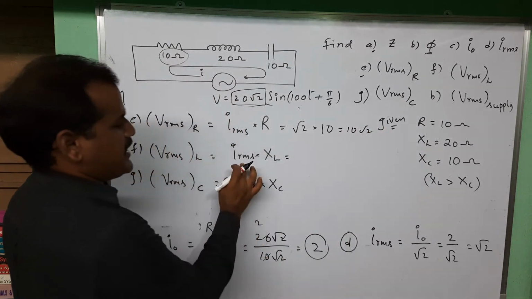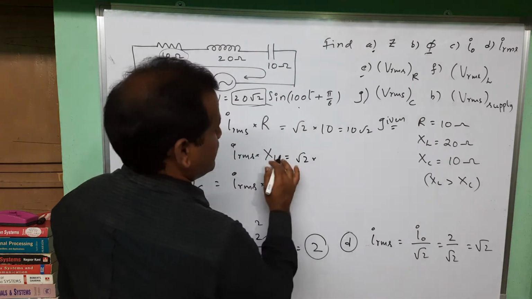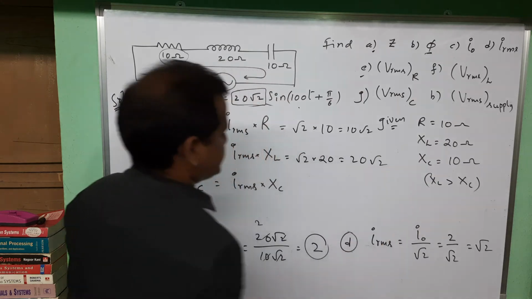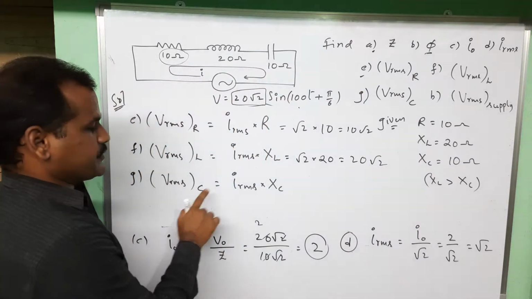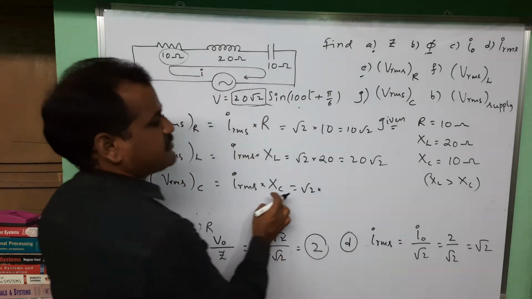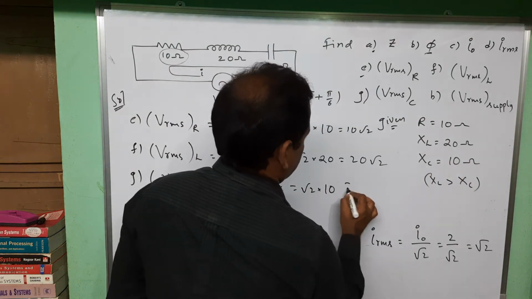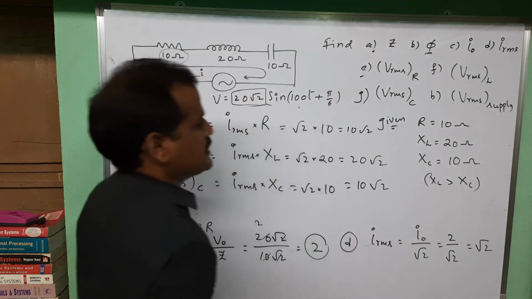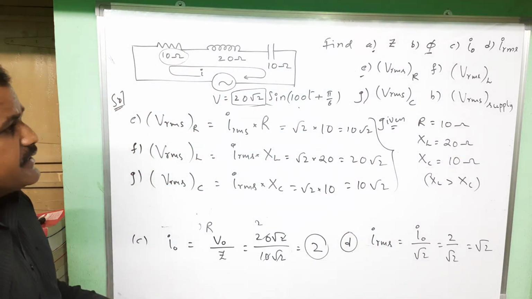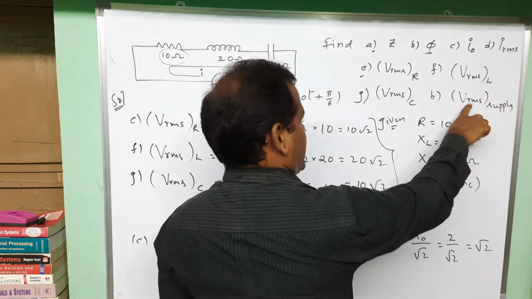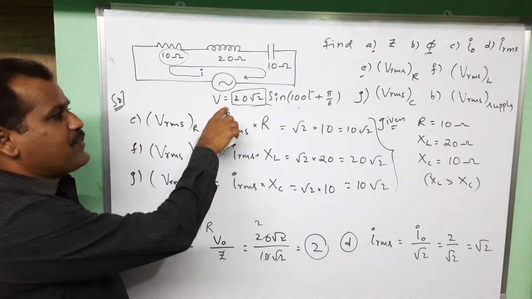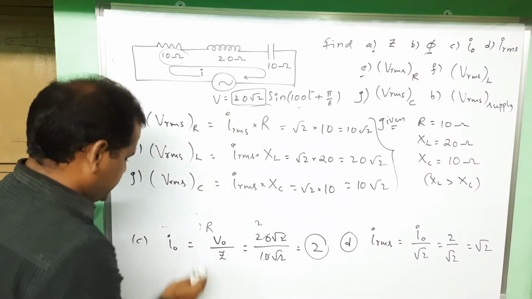Next, IRMS is root 2, and the XL value is 20, so this is 20 root 2. And for the capacitor, root 2 multiplied by the XC value of 10 ohms gives 10 root 2. So we got these three RMS values like this. And finally we need to calculate the RMS value of the voltage of the supply given in the circuit.